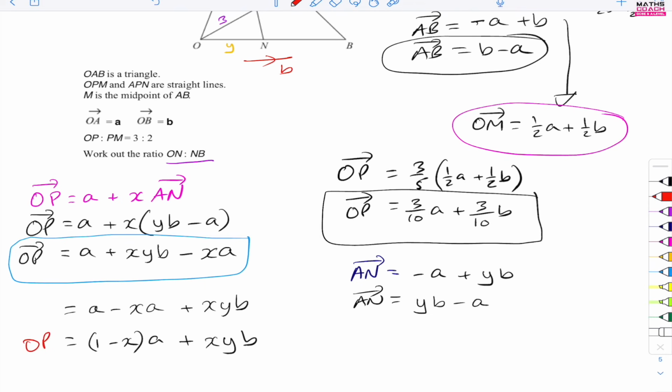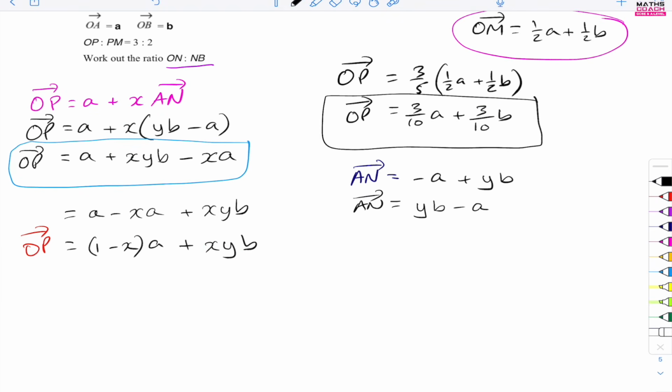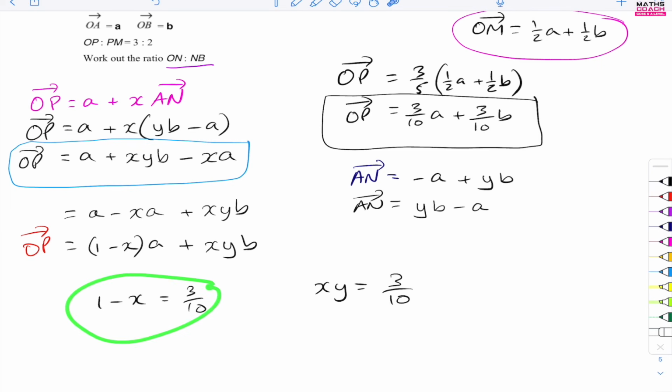So now let's compare the coefficients. So remember this was O to P. So if you look at the coefficient of a, it's going to mean that 1 minus x is equal to 3 over 10. And xy is going to be equal to 3 over 10 as well. So let's write that down. So 1 minus x is equal to 3 over 10, and xy is equal to 3 over 10. So this is the coefficients of a equated, and this is the coefficients of b equated.